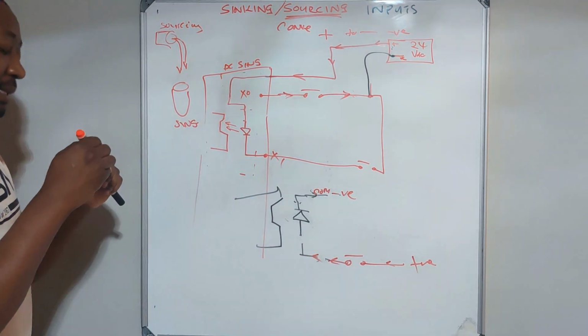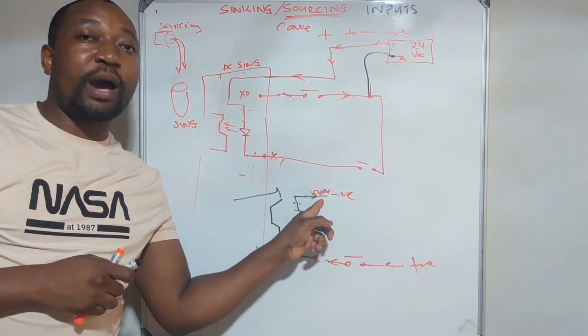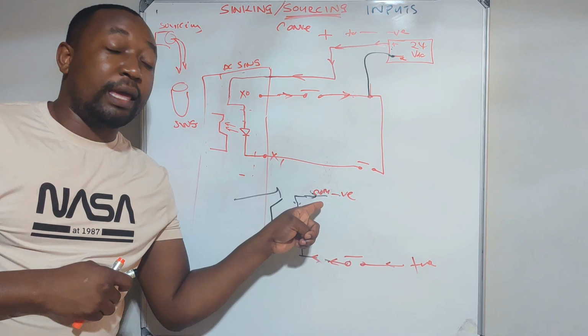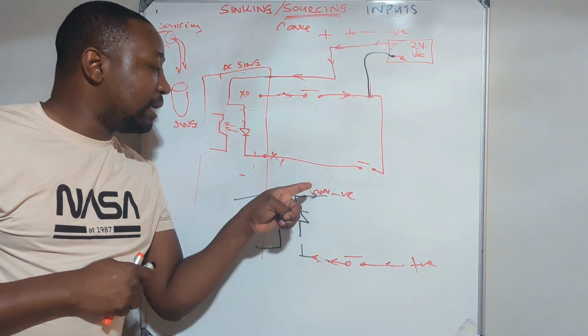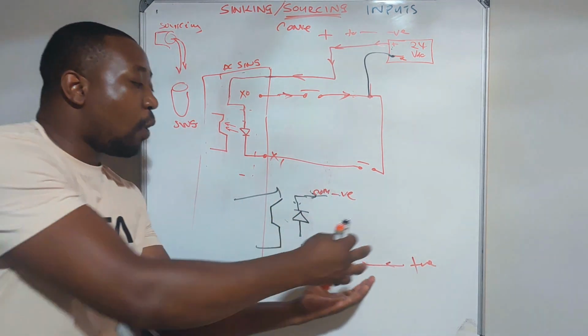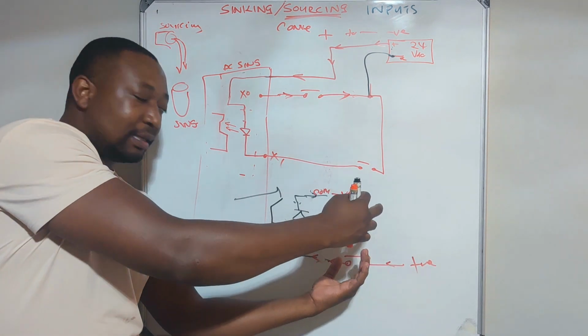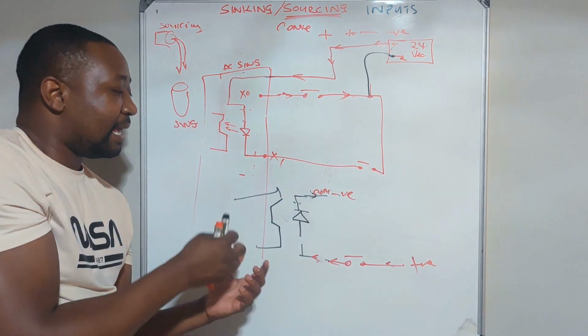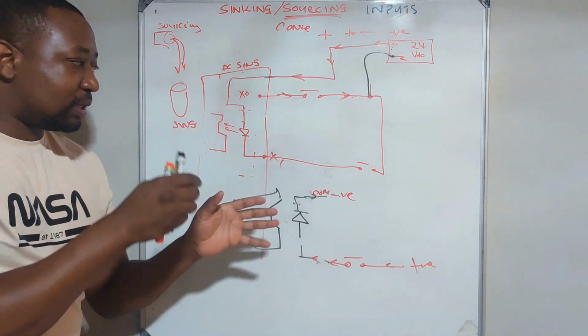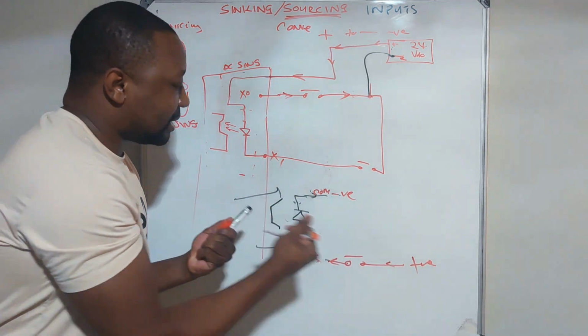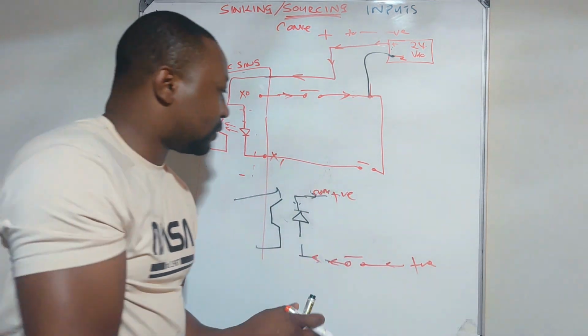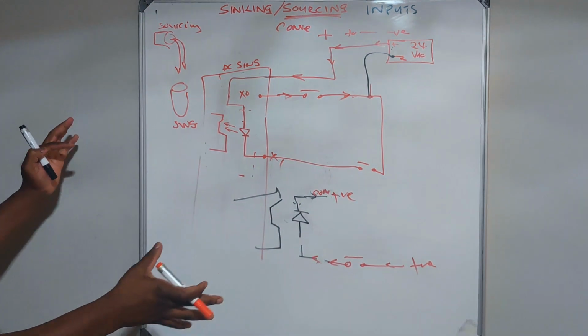So what determines the syncing and the sourcing is what is wired on the common of your input card. If your common is a negative, it means all the inputs coming to the module card are going to be absorbed; the card is going to sync that current. And if it's sourcing, it means the card has a positive on the common and is going to be sourcing. So definitely this is how it's wired.